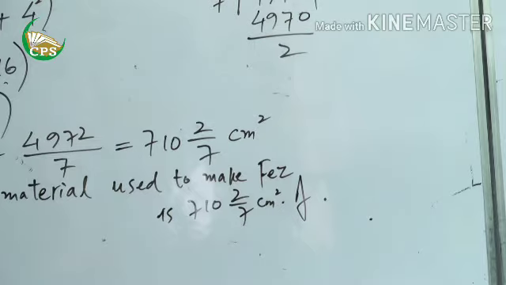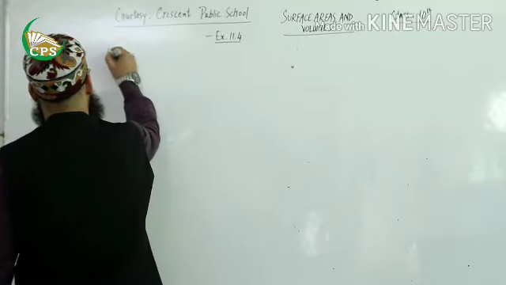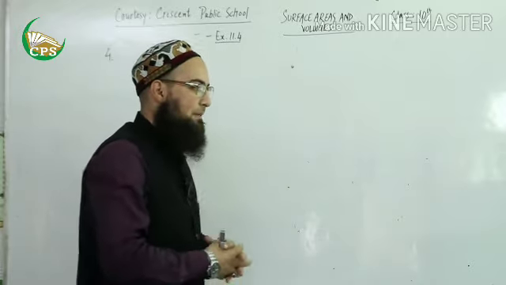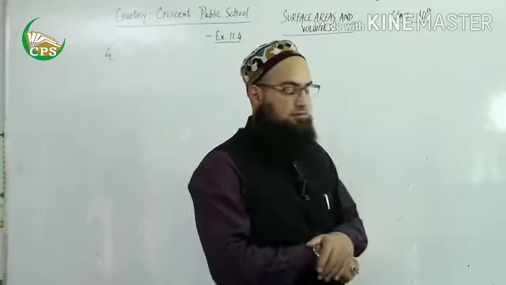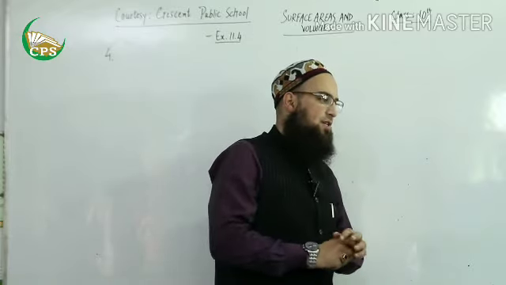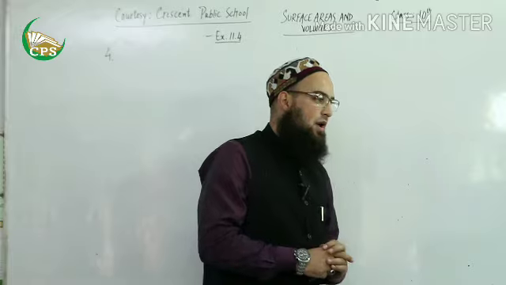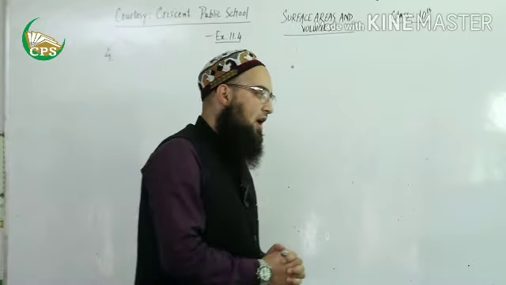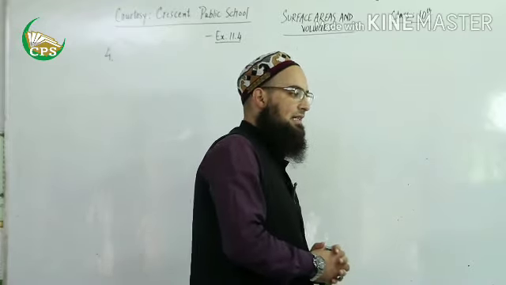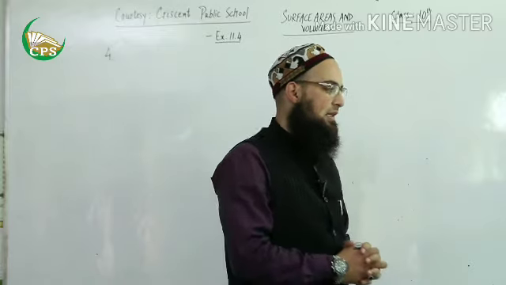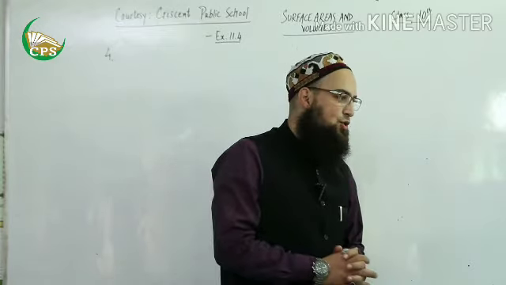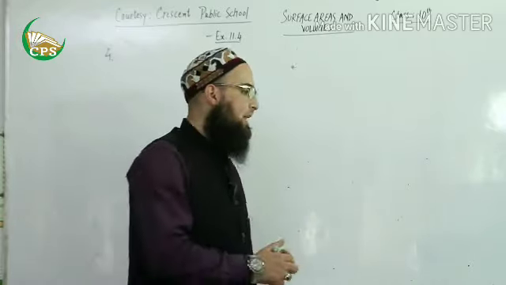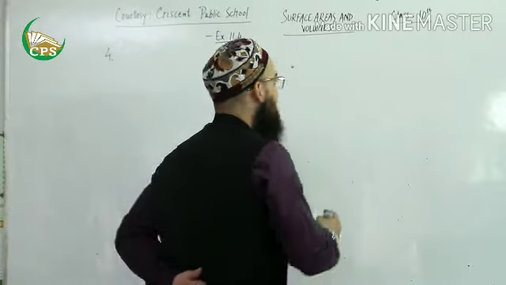Now let's have the next question, question number 4. A container opened from the top and made up of a metal sheet is in the form of a frustum of a cone of height 16 centimeter with radii of its lower and upper ends as 8 centimeter and 20 centimeter respectively. Find the cost of milk which can completely fill the container at the rate of rupees 20 per liter. Also find the cost of metal sheet used to make the container if it costs rupees 8 per 100 square centimeter. Now what it says, there is a container open from the top.